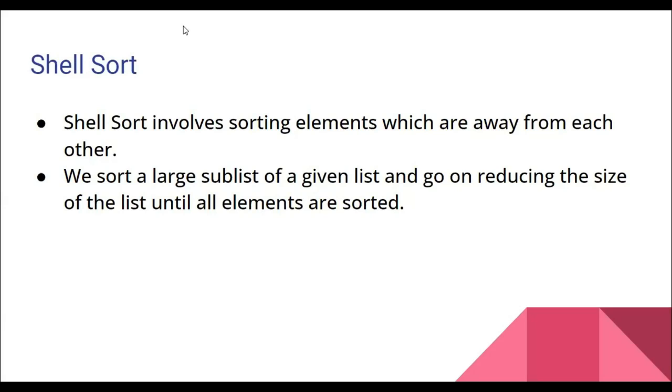Now we're going to be looking at shell sort. Shell sort basically involves sorting elements even when they are far away from each other, that is, they're not adjacent elements. So we sort a large sublist of a given list and then go on reducing the size of the list until all the elements are sorted. I think we'll get a better idea when we look at the code for this, because the wording seems to be a bit confusing.